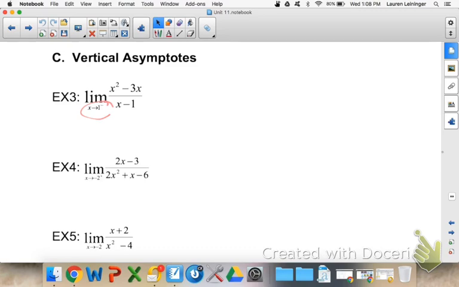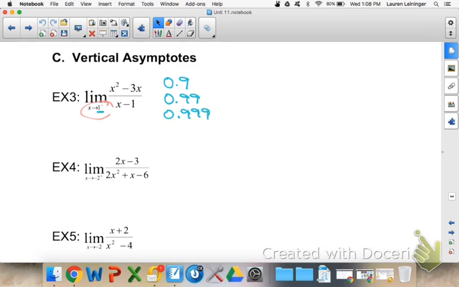So I'd ask myself what kind of number is real close to 1 but just slightly less than it, because it's from the left. Well, slightly less than 1 is like 0.9. Closer than that would be 0.99. Closer even than that would be 0.999.